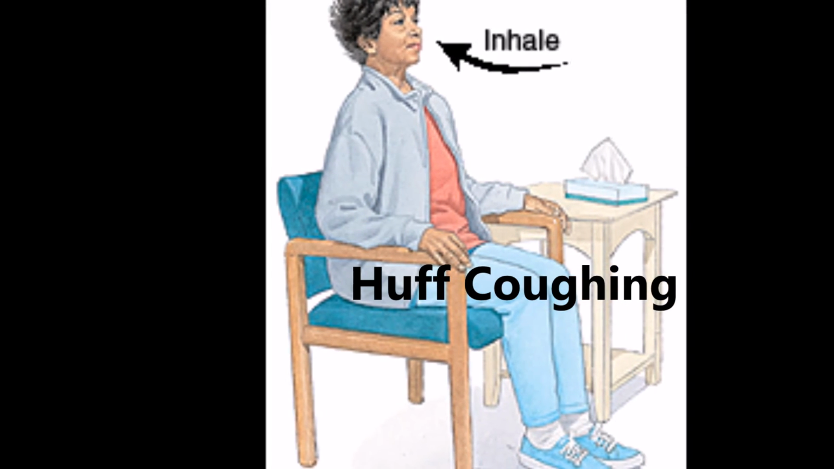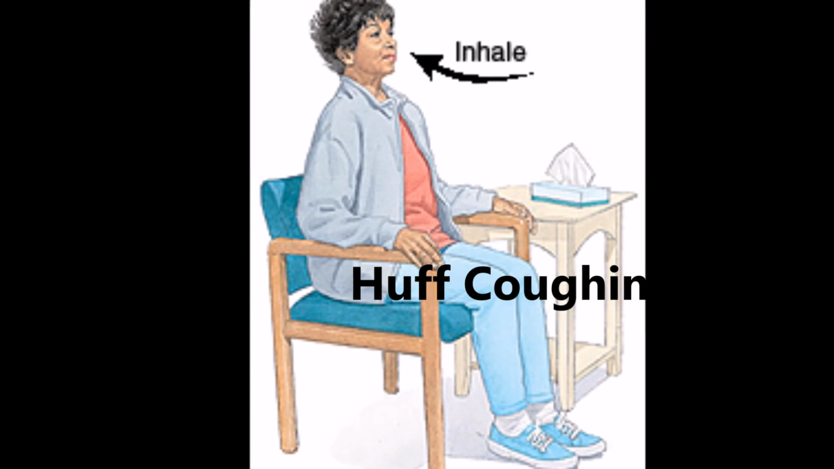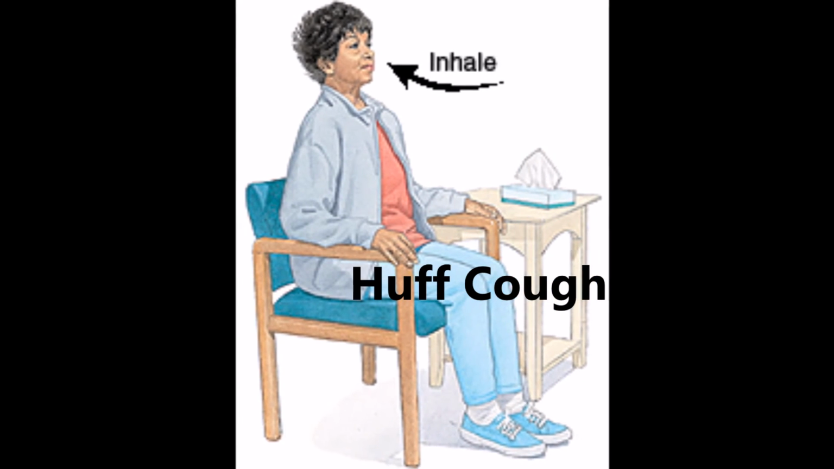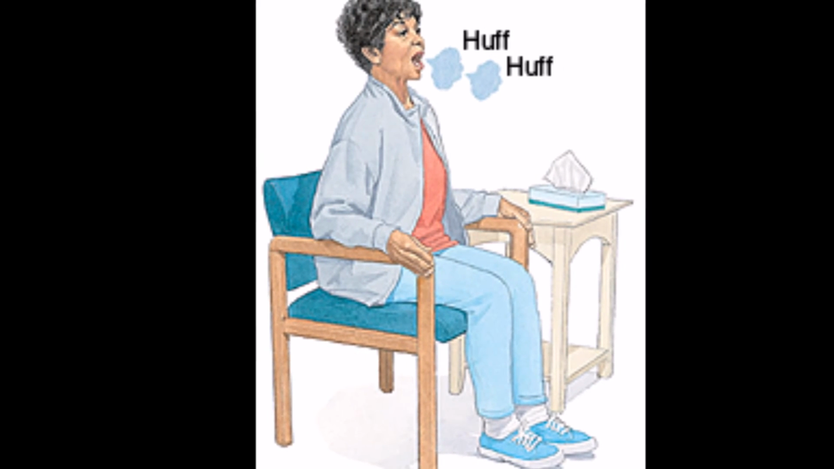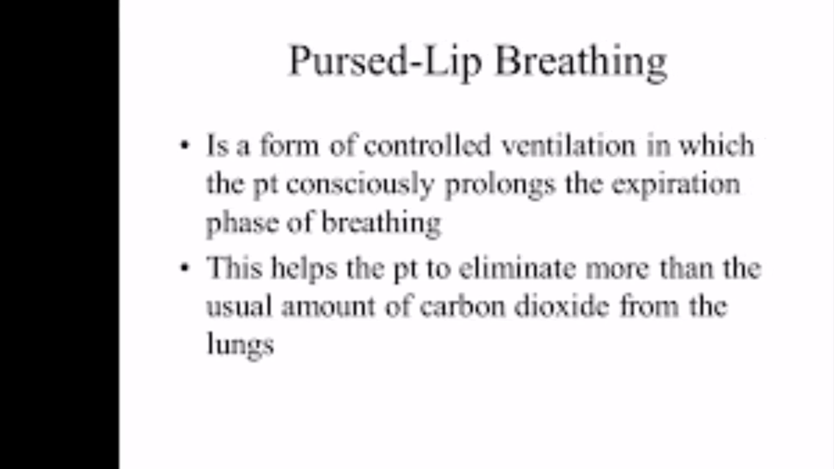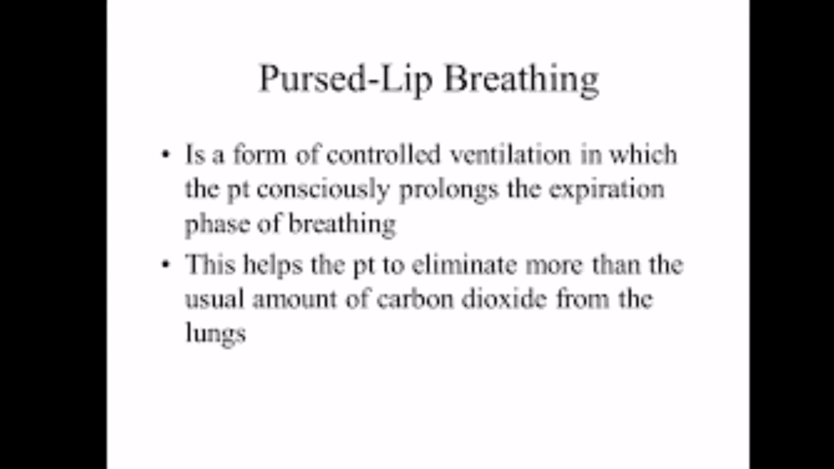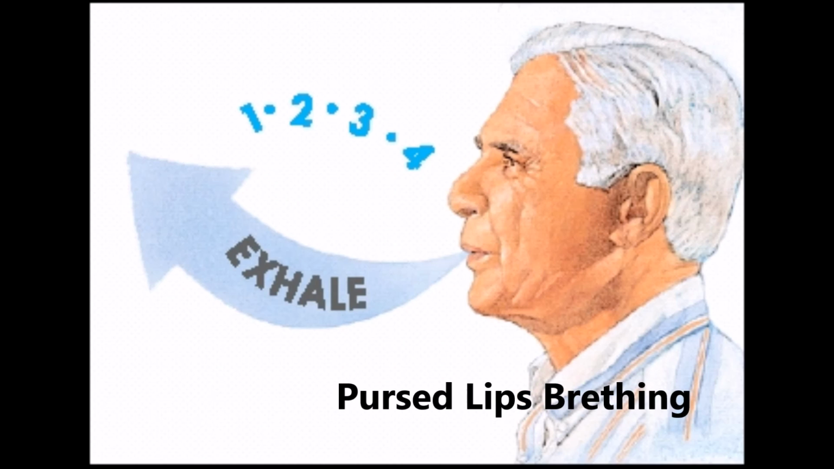Huff coughing is a deep, long inspiration in, hold, and then coughing with the sound of huff, huff. This helps loosen up deep exudate in the lungs. There's an exercise called pursed lip breathing, where a patient pushes their lips together. After taking a nice deep breath in through their nose, they push all the air out for an extended period of time through pursed lips.